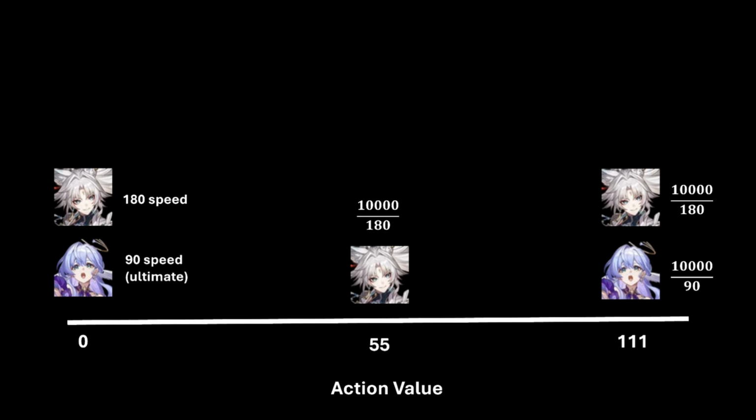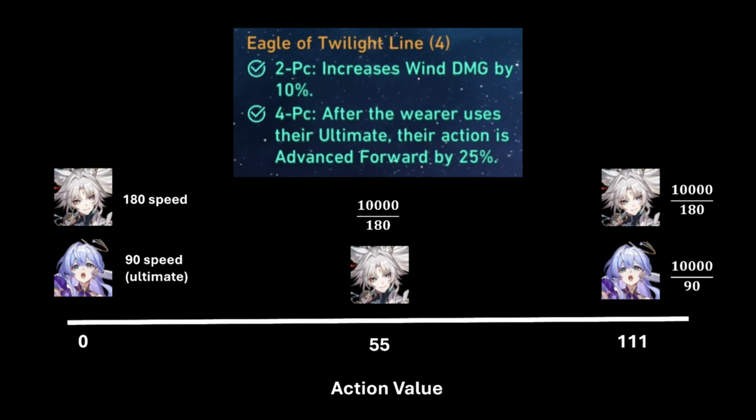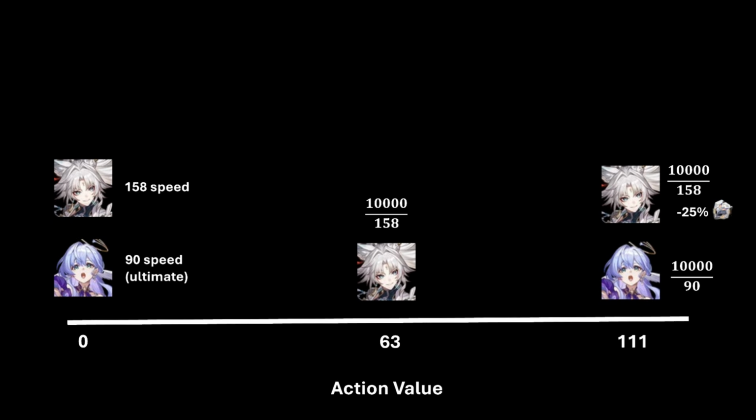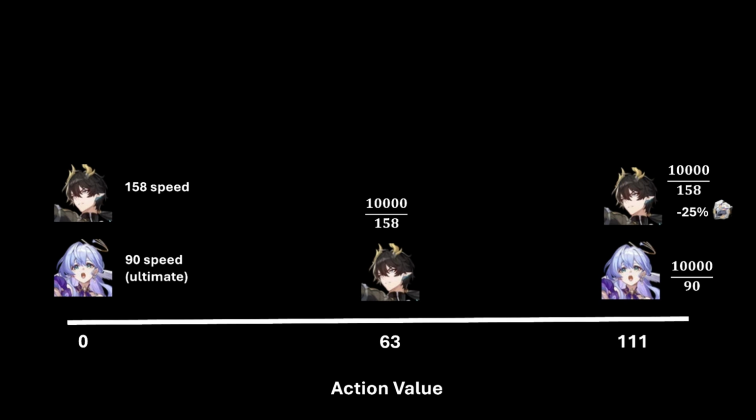Fortunately, we have the Eagle set. What if we do 1 Eagle ult during the Robin ult? Eagle advances 1 turn by 0.25. So the 2 turns gets reduced to 1.75. 111 AV divided by 1.75 gives us 63 action value per turn inside the Robin ult, and 10,000 divided by 63 gives us the required speed to achieve that of 157.5. That's still too high for Phase Shout to reach, but it's not too high for Dan Heng.